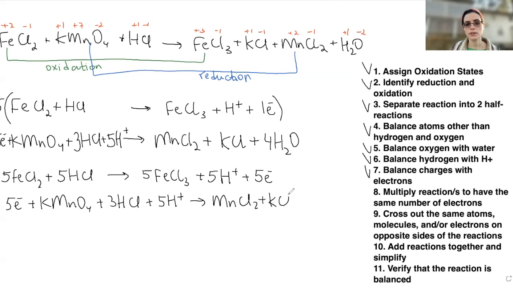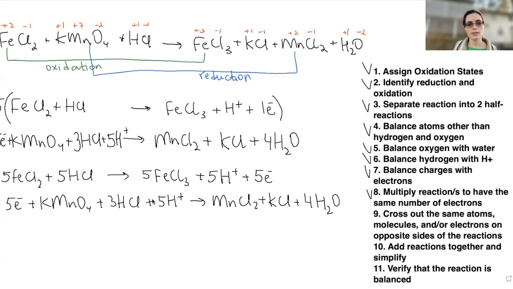So we are getting to the end of our balancing problem. Okay, so multiply reactions to have the same number of electrons. We've done that. Now, cross out the same atoms, molecules, and or electrons on opposite sides of the reactions. This is the fun part. That's the part that I really like. So what does it mean on opposite sides? So this is the reactant side. This is the product side, right?